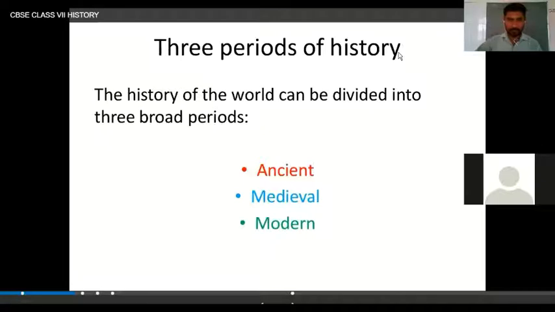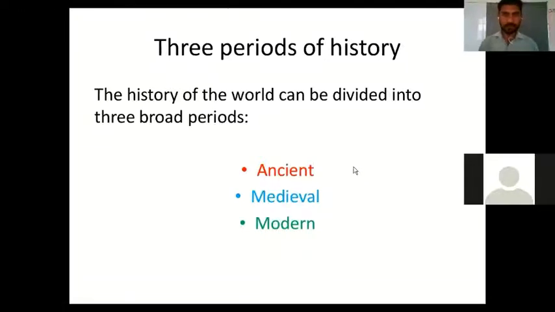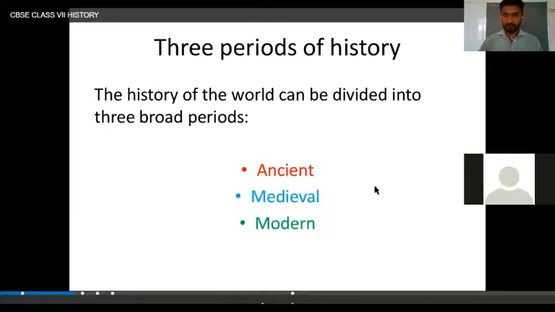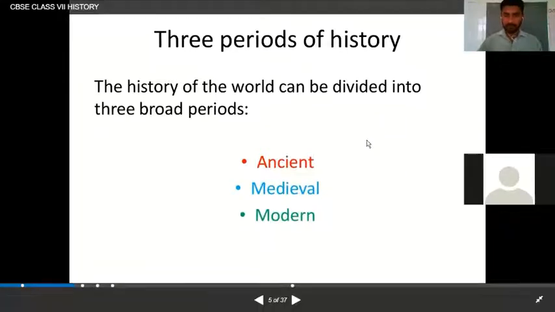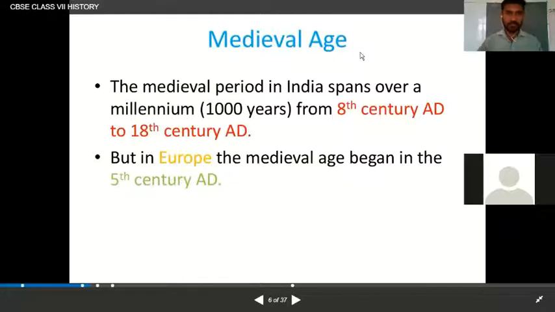Okay, so now let's move ahead. From this slide, what you have learned is that history is divided into three periods, namely the ancient history, the medieval, and the modern. Okay, keep this in mind always, that the Indian history is divided into three periods: the ancient history, the medieval history, and the modern history. Medieval age or the medieval period.